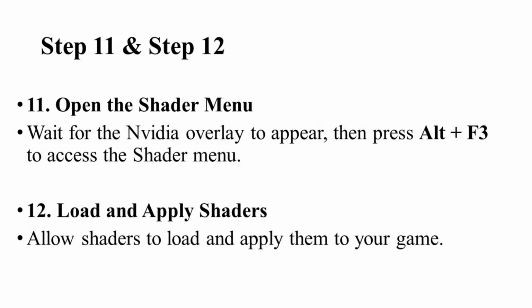Then you gotta click on open the shader menu. So wait for the NVIDIA overlay to appear. Then press Alt plus F3 to access the shader menu. And at the last, you gotta load and apply shaders. So once the shaders are fully loaded, apply them to your game for the visual enhancement. So that was how you can fix the issue of Bloxshade not working.